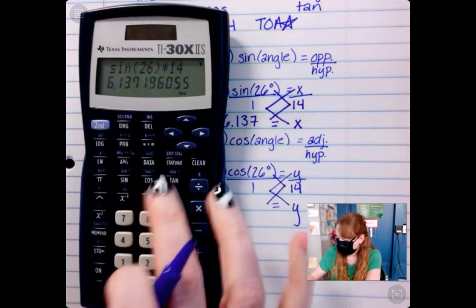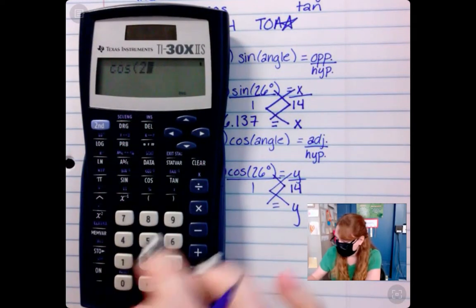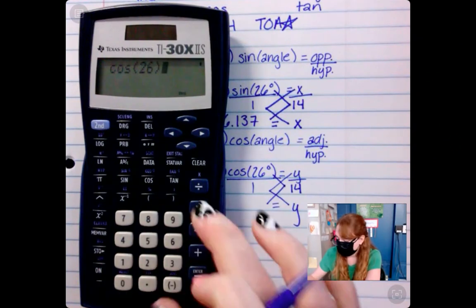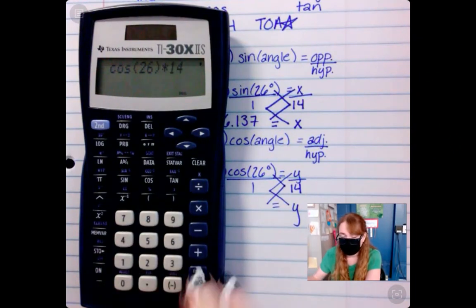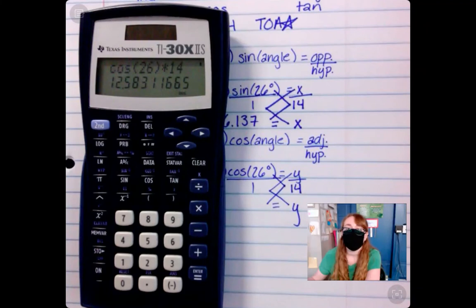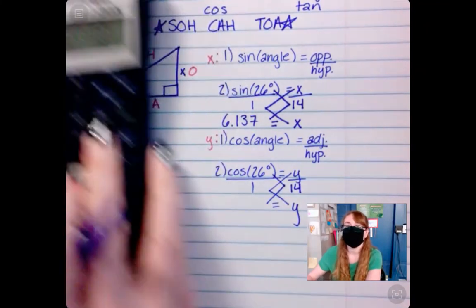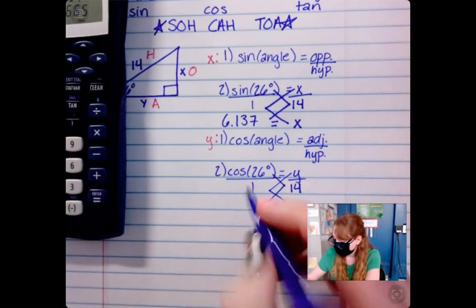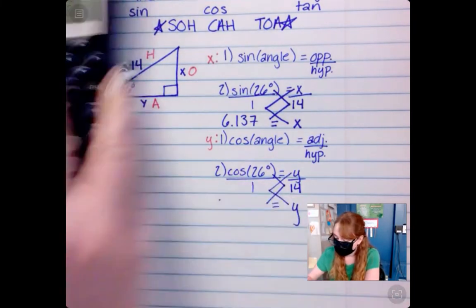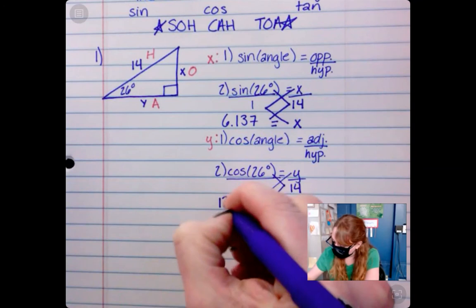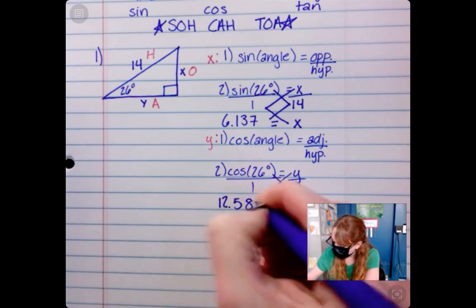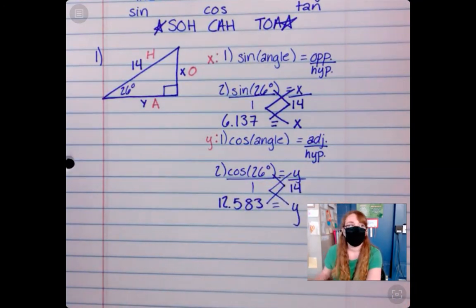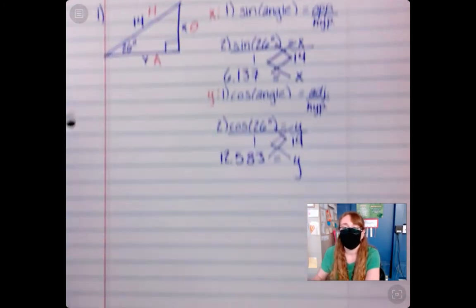So again, plugging this in, cosine of 26, close our parentheses, times 14 gives us 12.583. Again, just wanting 3 places after the decimal. So 12.583. All right, let's go ahead and do one more here.